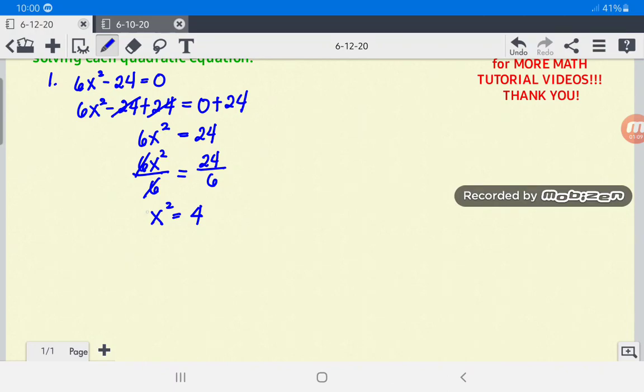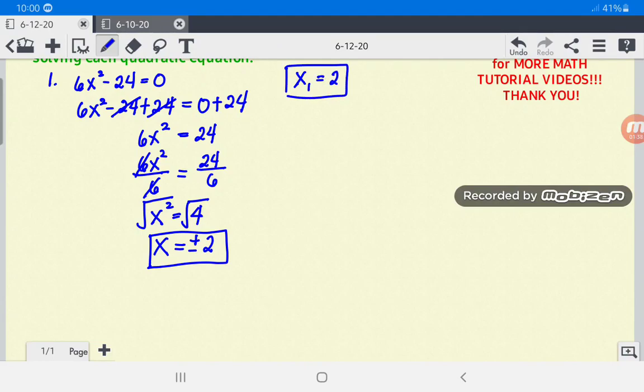After that, you're going to apply the square root property, or get the square root of both sides. So we have the square root of x squared is x equals the square root of 4, that is positive or negative 2, because the square root of 4 is 2. Now, first root is x1 is positive 2. And then x2 is negative 2. Then let us check.